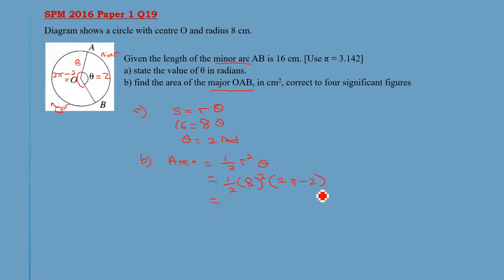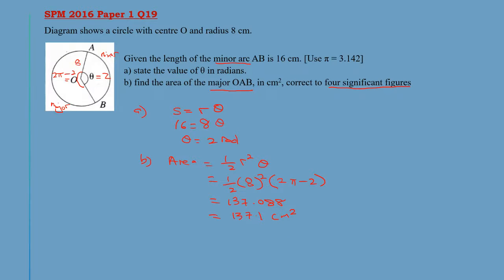Remember your pi, you put it as 3.142 as given here, and then you can calculate this, you will get 137.088. But be careful, here they have asked for 4 significant figures. You count 1, 2, 3, this is the 4th, so round it up. Your answer must be in 4 significant figures and cm squared. Don't put it as 088, it's wrong. So that's your answer. Another 2 marks easily you can get.